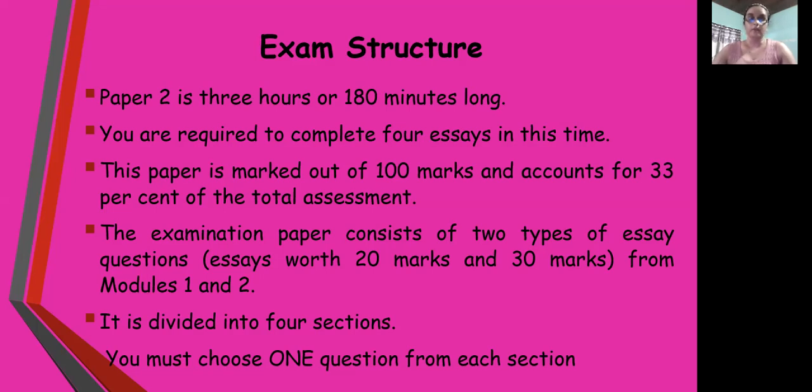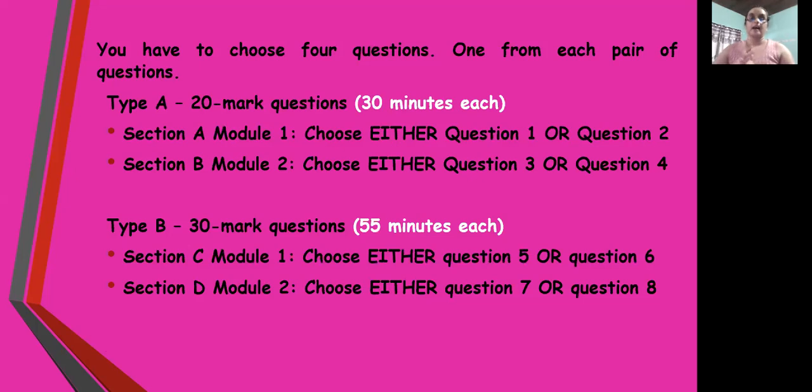Now, the exam paper consists of 2 types of essay questions: essays that are worth 20 marks and essays that are worth 30 marks. Okay? And they come from Modules 1 and 2. The paper is divided into 4 sections, and you must choose 1 question from each section.